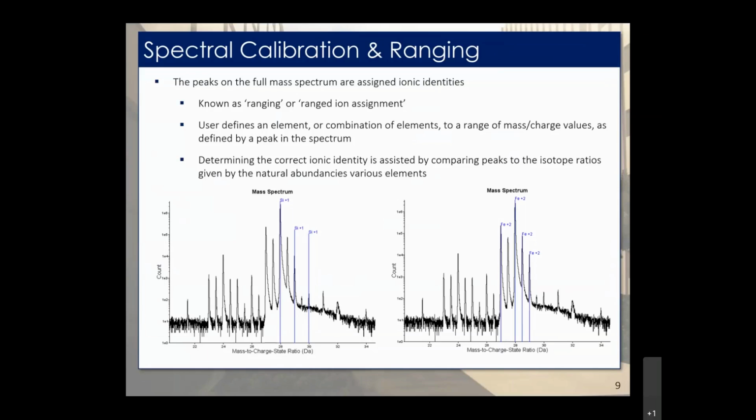Well, what we can do is also compare it to the other isotopes. So if we look at the silicon, we see that we also have isotopes appearing at 20.